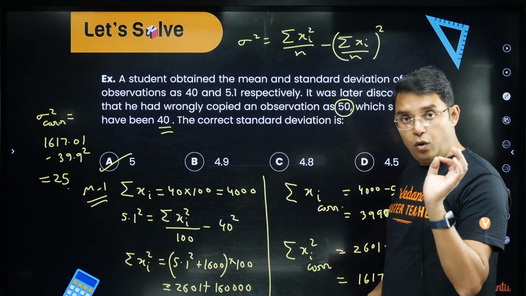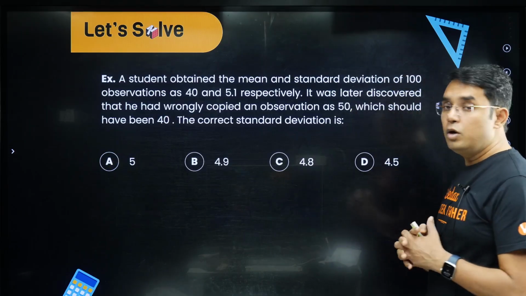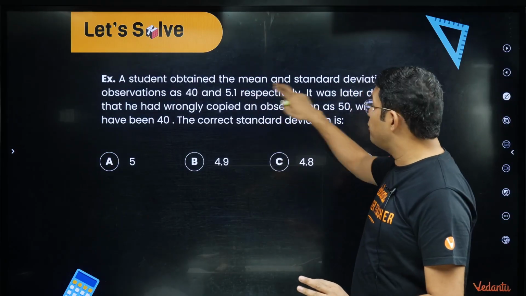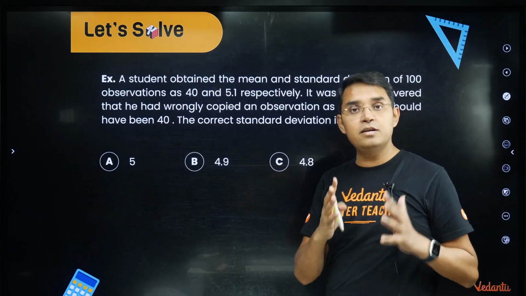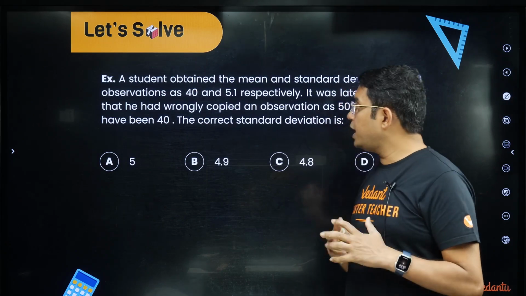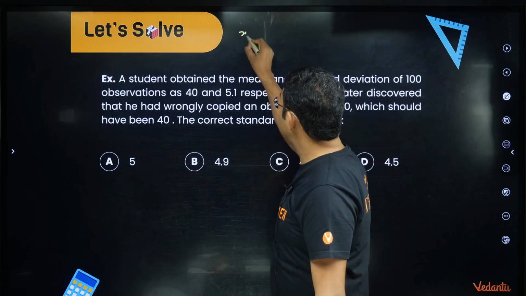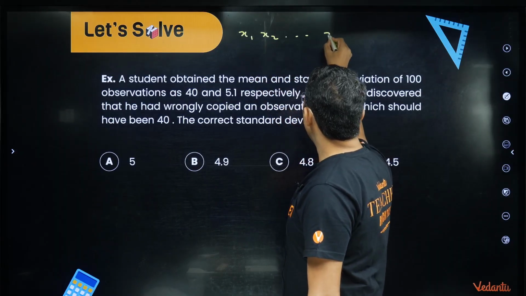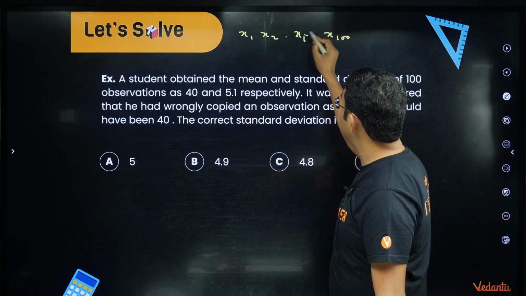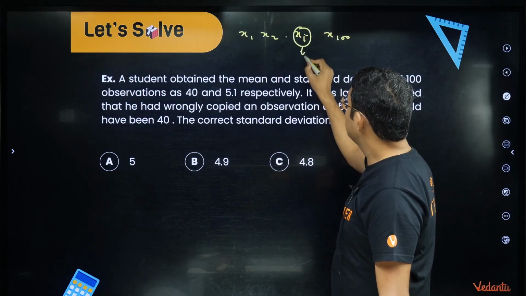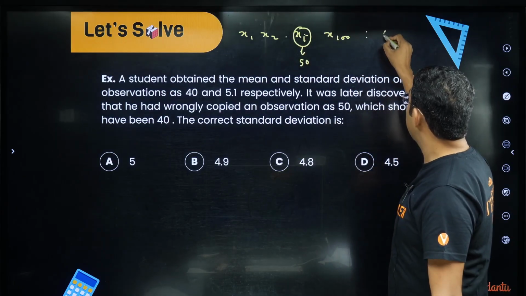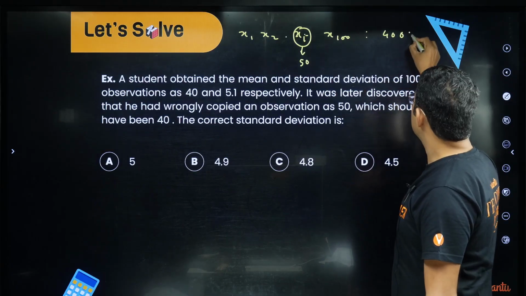Now I was talking about the alternate method. So let's see how the alternate method can be applied to this question. There is one very important property: if every data is subtracted by some fixed number, variance or standard deviation doesn't change. So let's assume you have all this data x1, x2 and so on up to x100. Maybe at some xi place, this was 50. With this 50, the sum of the entire data is 4000, because the mean is 40.